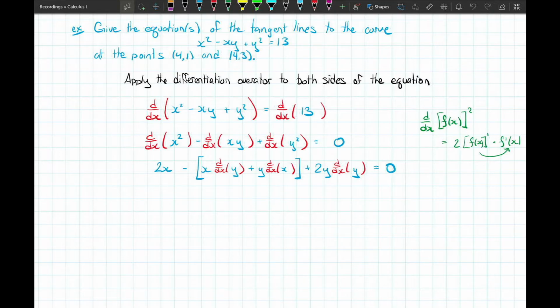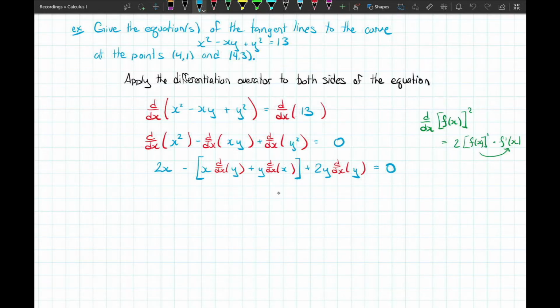Now, at this stage, when we're taking the derivative of y, which we are treating as an implicit function of x, we cannot state the derivative of y explicitly with respect to x. Instead, we use Leibniz notation here. d by dx applied to y is simply the derivative dy by dx. Whereas, of course, for our independent variable, the derivative of x with respect to x is simply equal to 1.